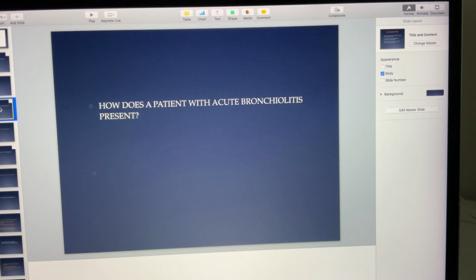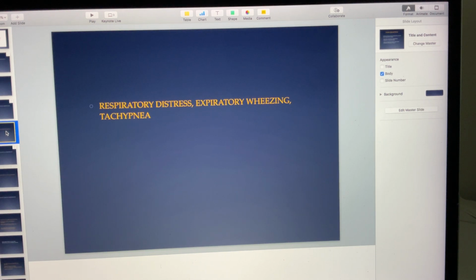Question number two: how does a patient with acute bronchiolitis present? You're going to see things like respiratory distress, expiratory wheezing, as well as tachypnea.